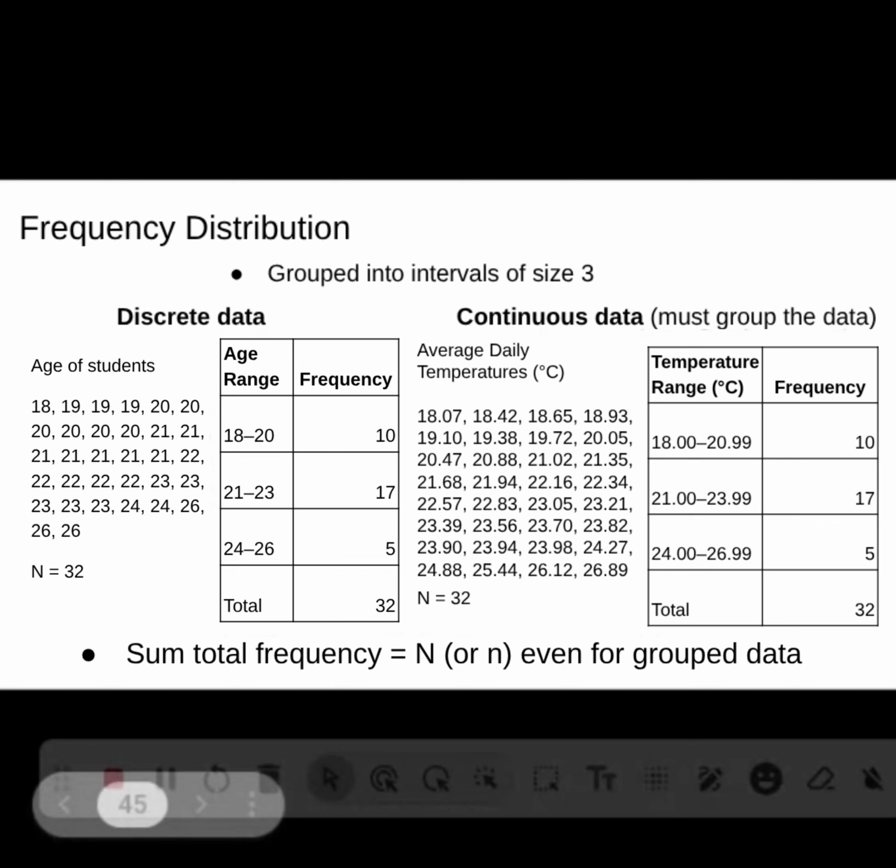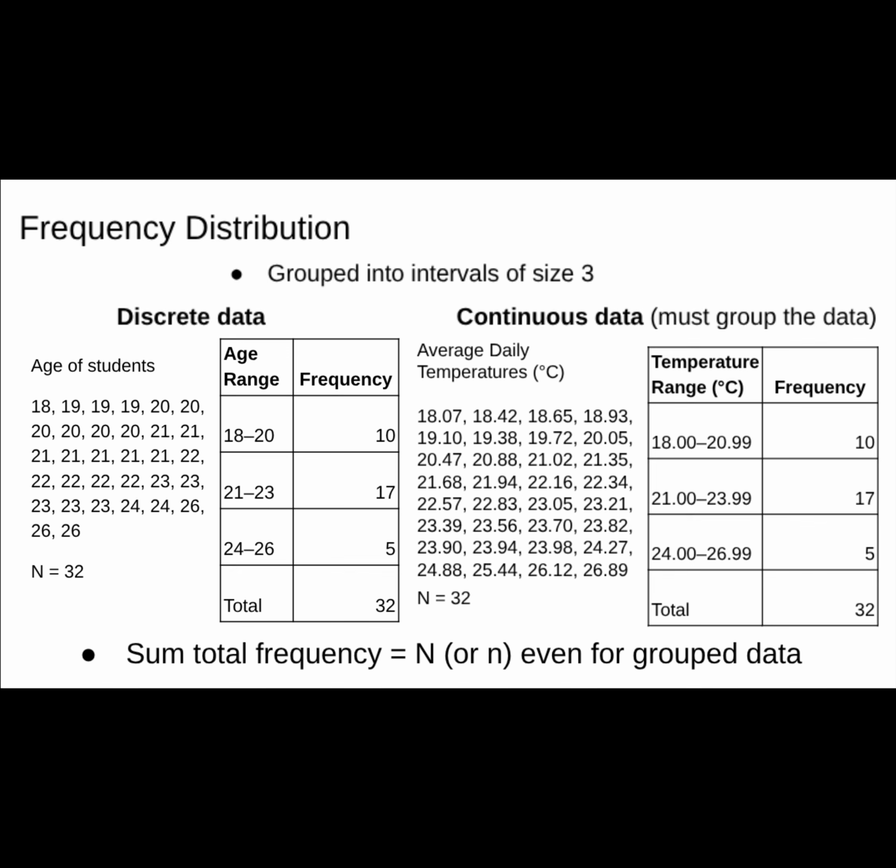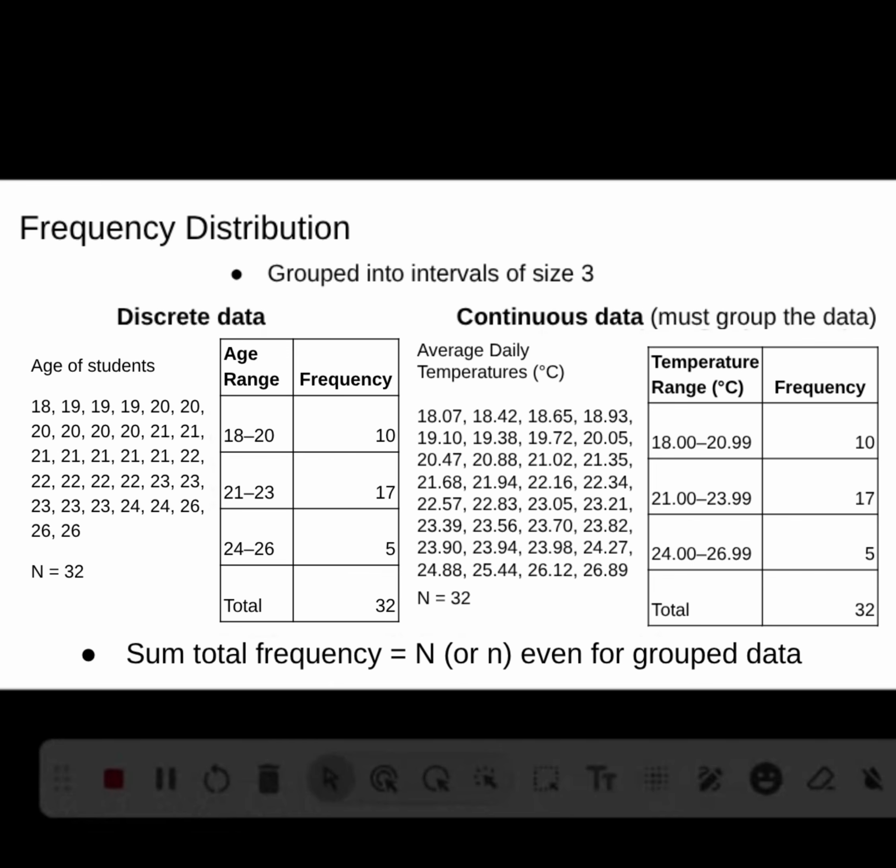So far we've been dealing with discrete data. For continuous data, there are two key differences. First of all, you must group the data. If you list every individual value, the frequencies for basically every single value will all be equal to 1, because every data point has a different value.